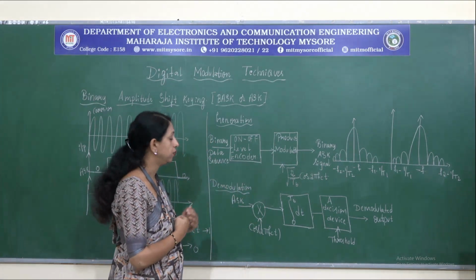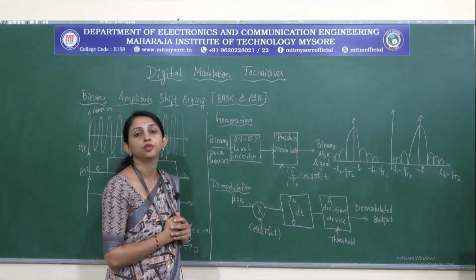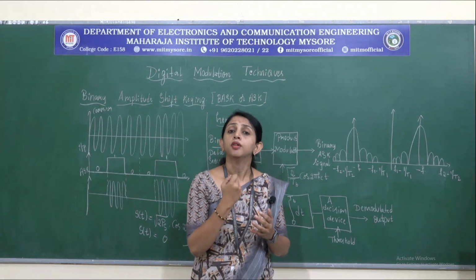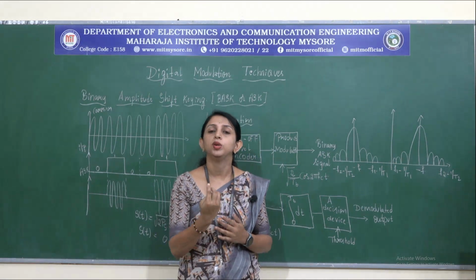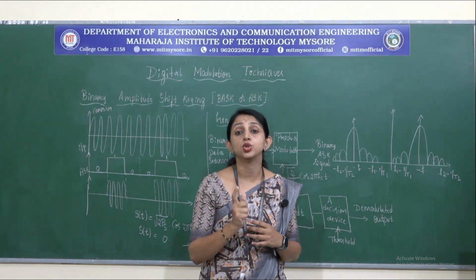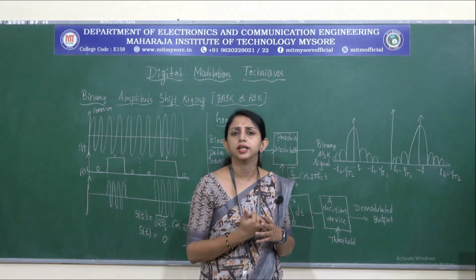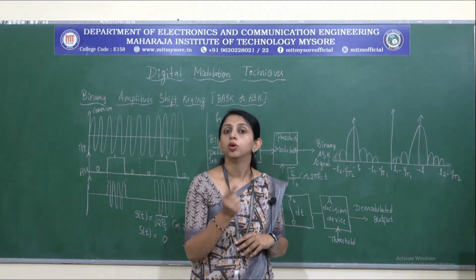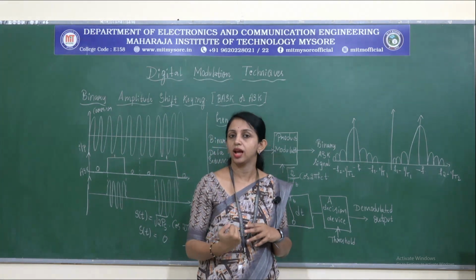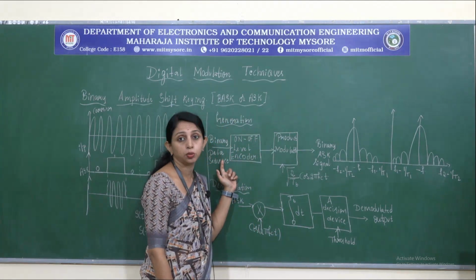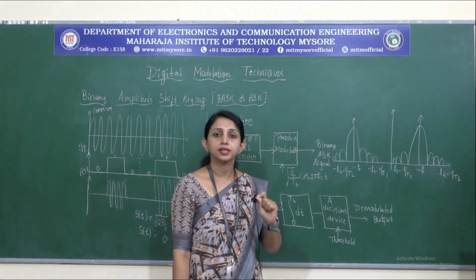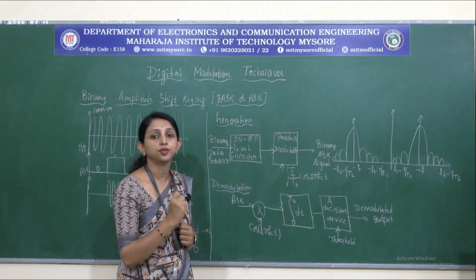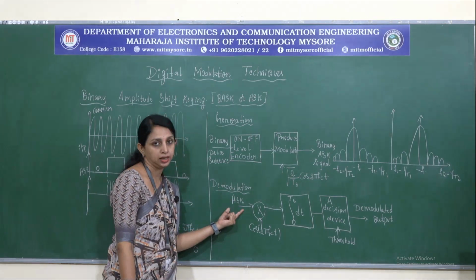Next we have the demodulation of the ASK signal. What is demodulation? From the modulated signal, we recover our original signal. What is the modulated signal in this technique? It is the ASK signal. So from the ASK, we need to extract the input binary sequence. How to get that? First, take the modulated signal, here the amplitude shift keying signal, as the input.